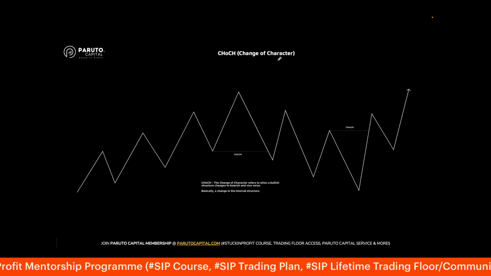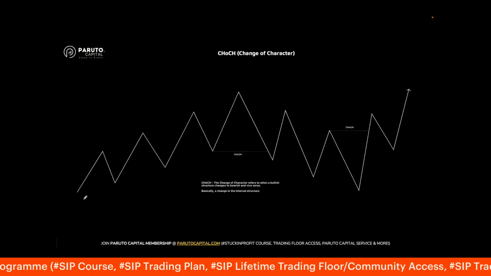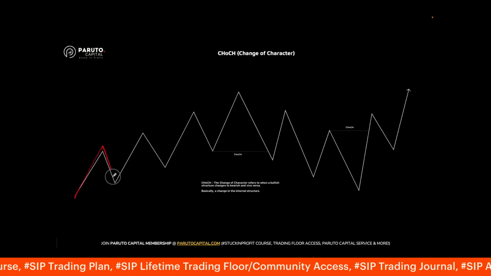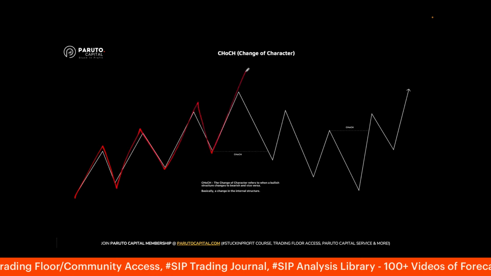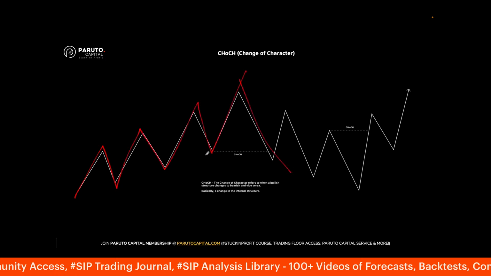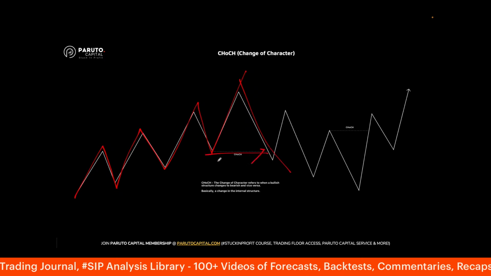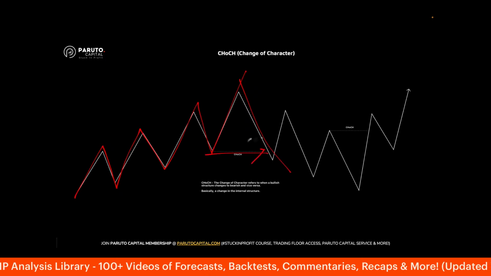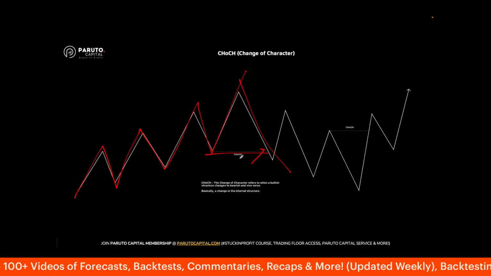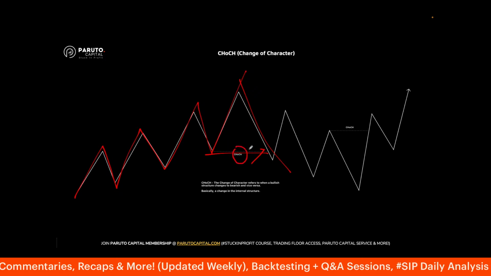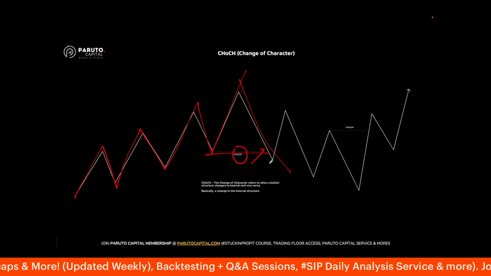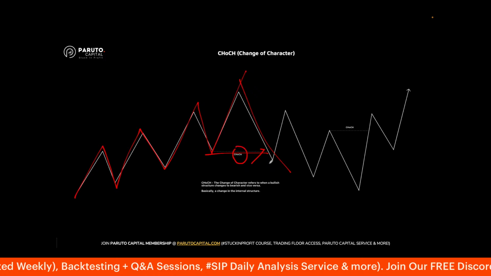So here we have this change of character. Now, what do we mean by change of character? Look at this here. You have this market trending upwards like this, right? And then all of a sudden this changed, right? So this is a change of character. Now, what I had shown earlier was a shift in structure. The change of character is the same thing as a shift in structure. It's just saying that, hey, the market has changed character. The market has shifted structure.